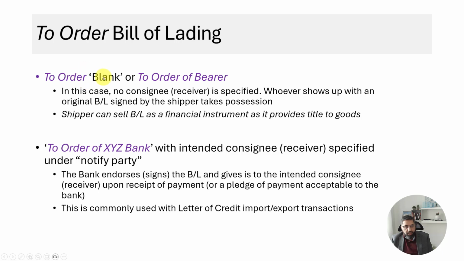To order blank or to order of bearer bill of lading. This is more of a historical thing where you would have these coal mines load coal onto the rail. They wouldn't have a seller yet. They don't know who's going to buy this coal. And they would ship it on the rail with to order of bearer bill of lading, which they would have, the original.